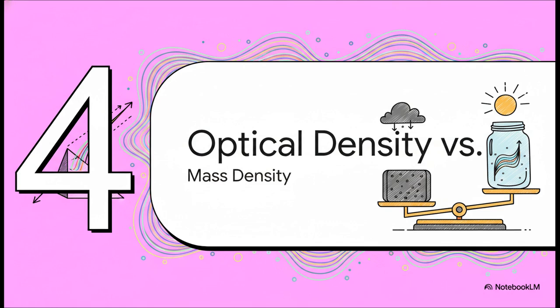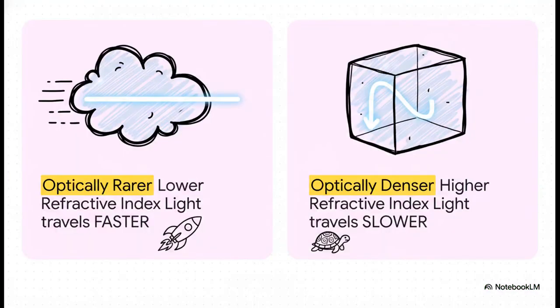Okay, hold on. This next part is super important because it's a really common mix-up. When we talk about a medium being denser in optics, we're not talking about how heavy something is. We're talking about something different, called its optical density. Here's the breakdown. An optically denser medium just means it has a higher refractive index, and light travels, you guessed it, slower. An optically rarer medium, lower refractive index, so light travels faster. It's all about the speed of light, period. It has nothing to do with weight.